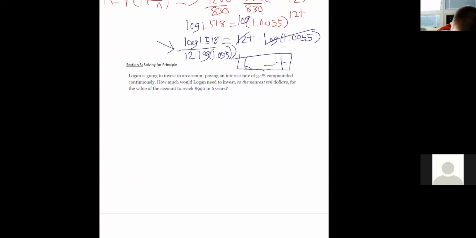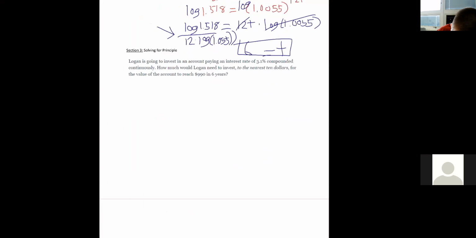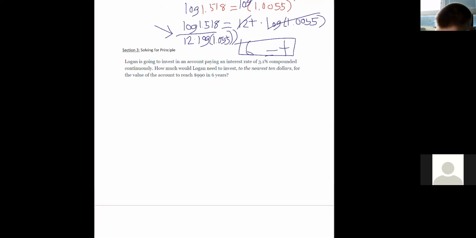Section 3, we're going to solve for the principal. First off, I just kind of skim. I see we're compounding continuously, so that means we're going to be using that E formula. If you see compounded continuously, that means you're going to have Euler's constant, the E. So that's our formula we'll be using.